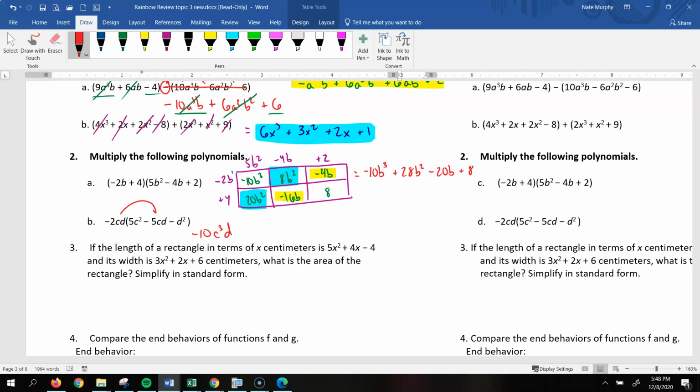All right, so let's go to the next term. So the next term, we have negative 2 times negative 5, so it's a positive 10. And now we have c times c, so that would be c squared. We have d times d, that would be d squared.